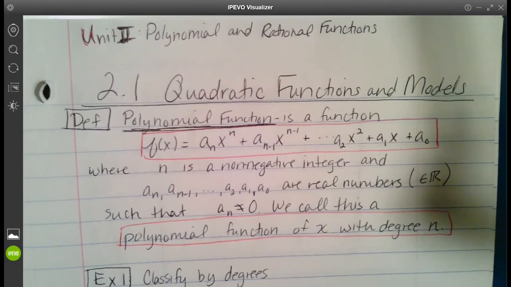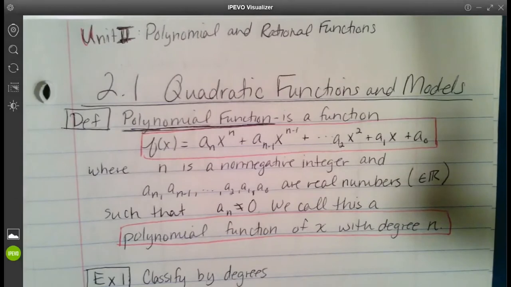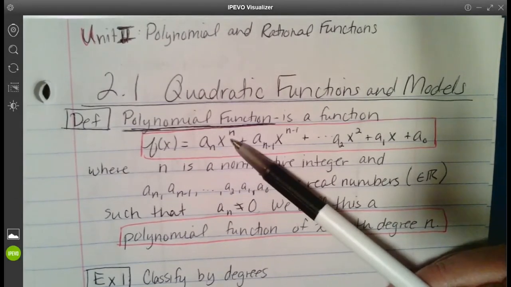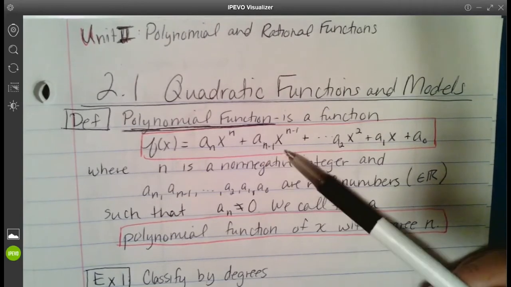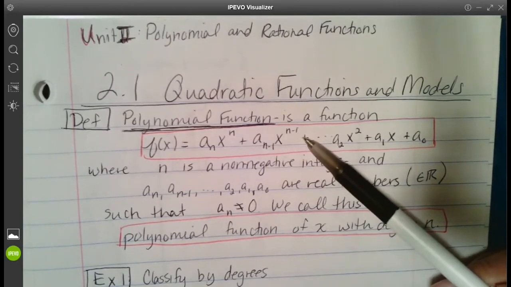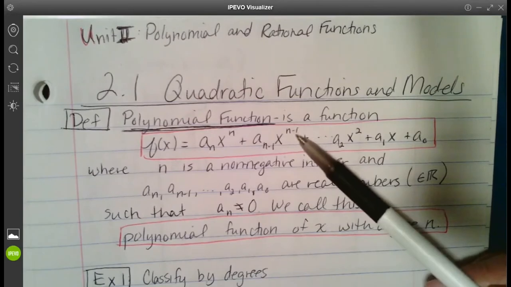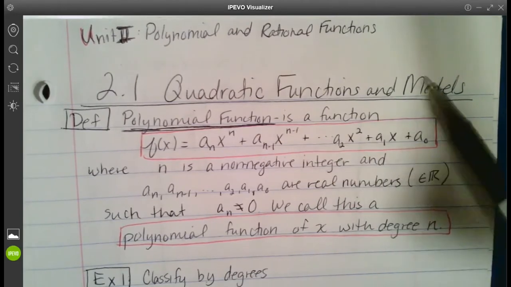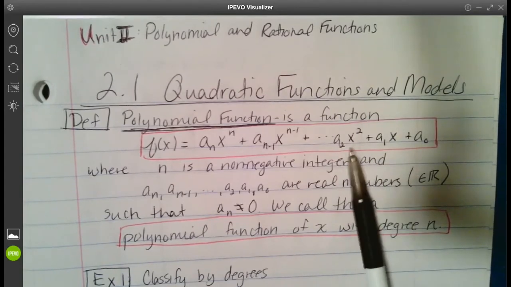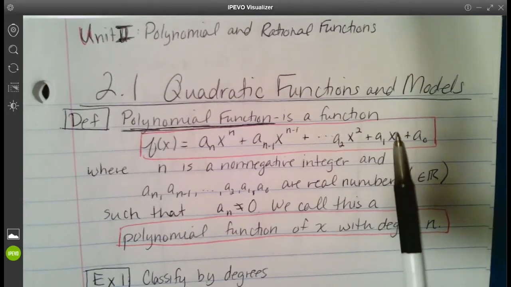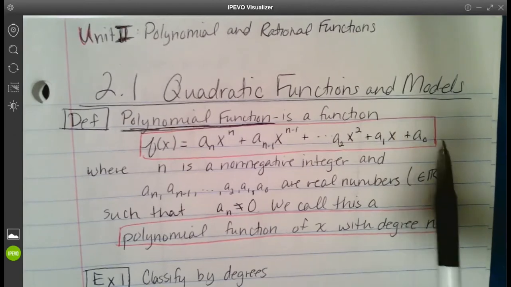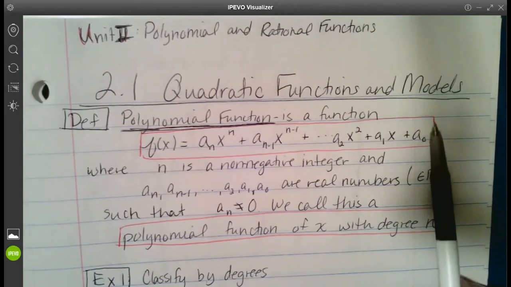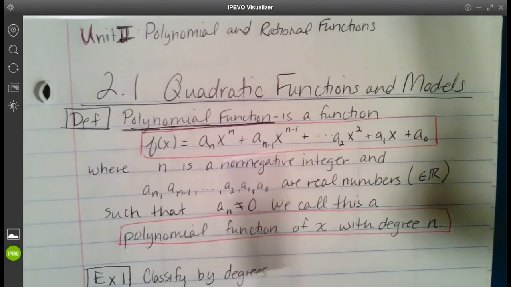This is a function of the following form, where you have a sub n, which is our nth term, times x to the power of n, plus the next term, times x to the power of n minus 1, where this power is just going down by 1 as we go on and on. As we get to the end, you're going to end up with x squared, x to the first power, which we actually don't write, and then x to the 0, again, which we do not write because x to the 0 would just be our 1. Okay, so it'll be in this format.